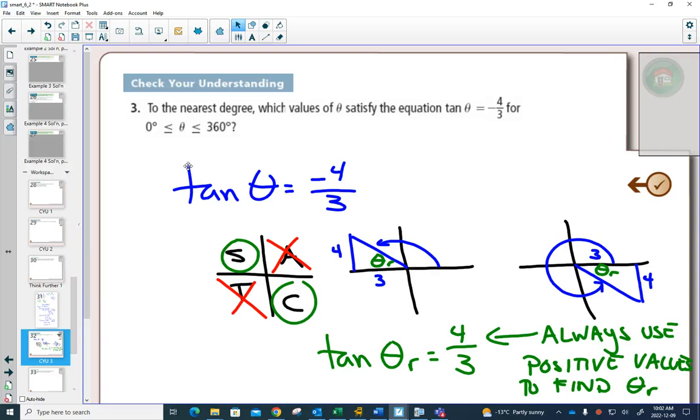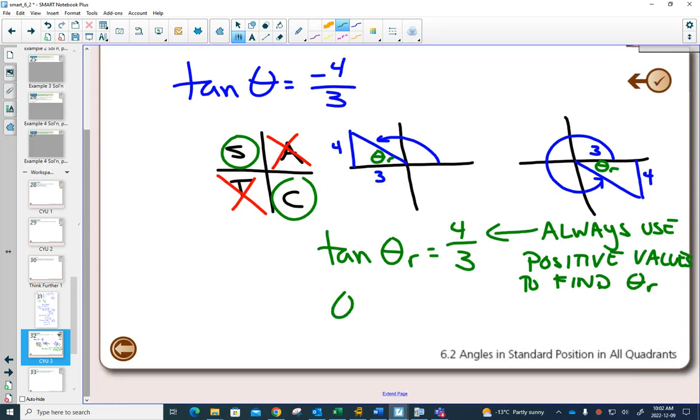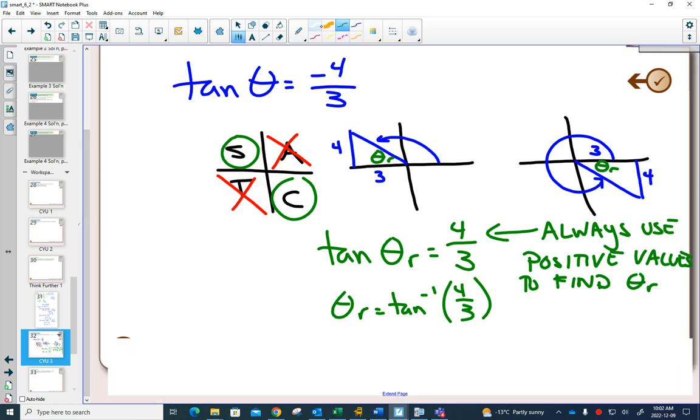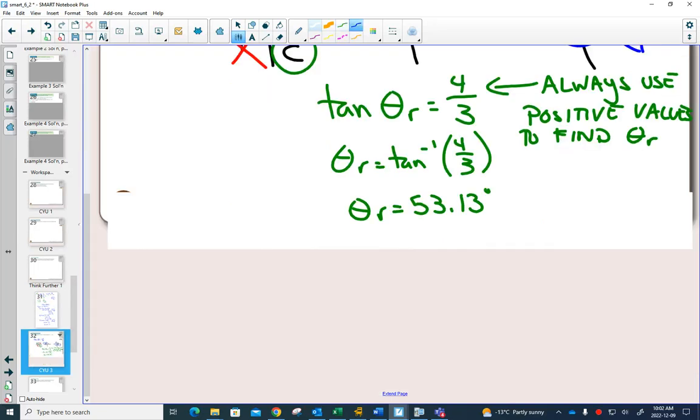So I go to my calculator, I go tan inverse of 4/3. 53.13. I'll show that work, right? Solving for an angle, you would do tan inverse of 4/3. And then, rounded to two decimal places, I got 53.13 degrees. And now we can find out the actual answers for theta.